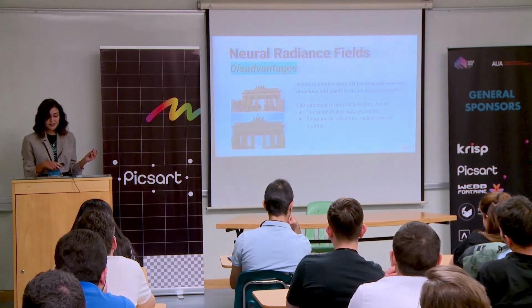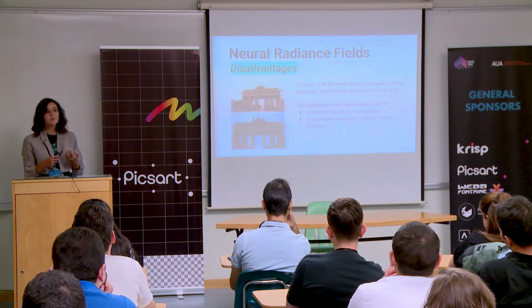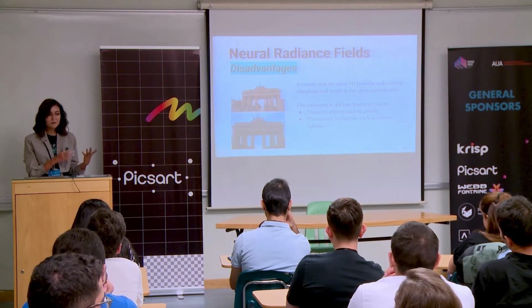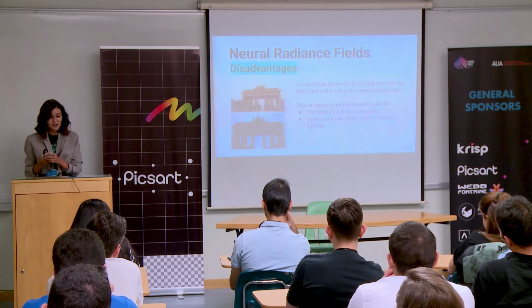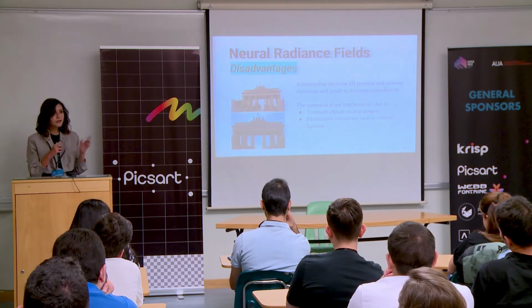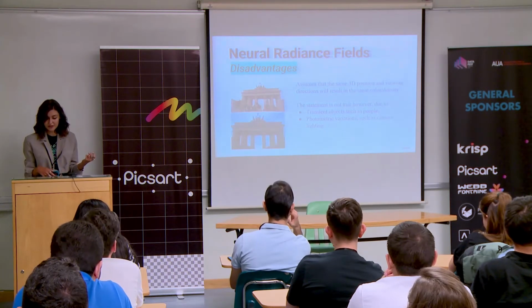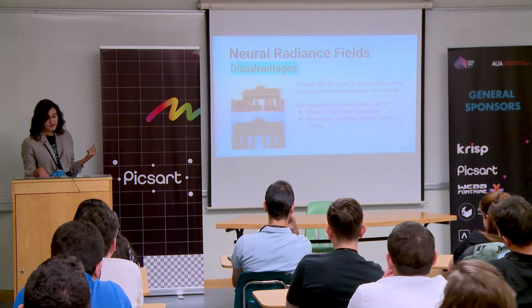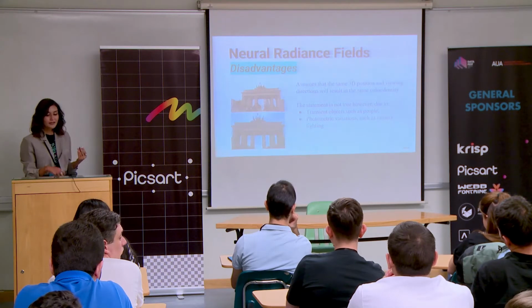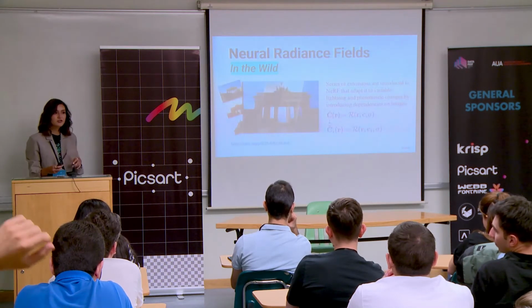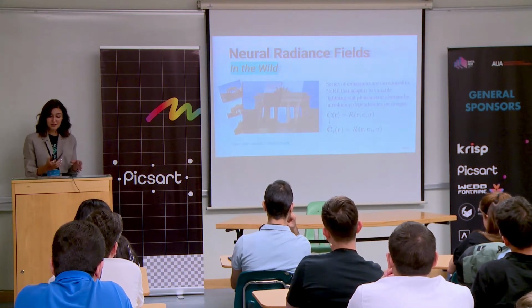The second problem is the problem with transient objects. So what are transient objects? They're objects that are not part of the static scene. People, anything that moves and anything that is not a part of the scene can be assumed to be transient objects. And the transient objects will end up getting really blurred. And the next paper actually approaches these two problems. So we have NeRF in the Wild.